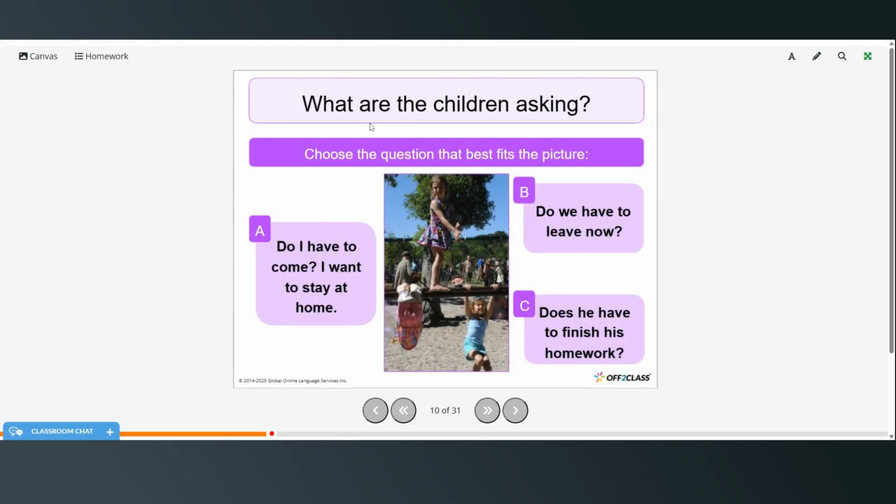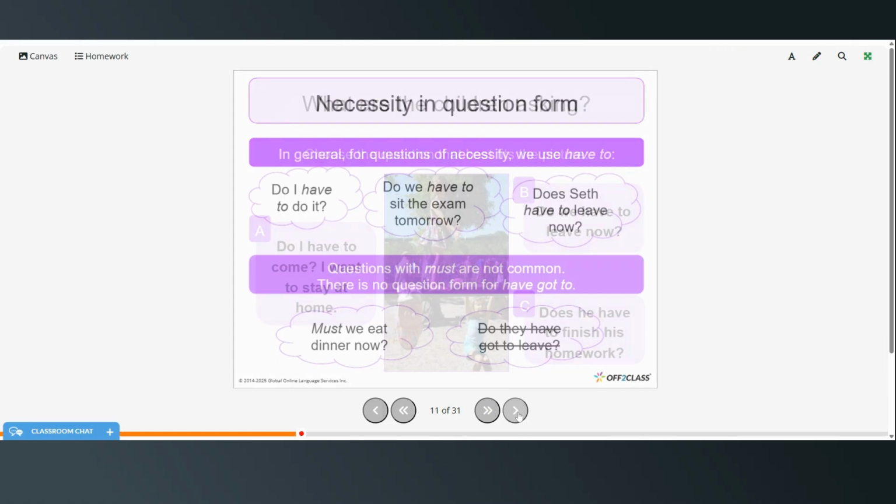So what are the children asking? You want to choose the question that best fits the picture. So probably B, do we have to leave now? They're playing at the park or at the playground. So this one would probably fit the picture best.